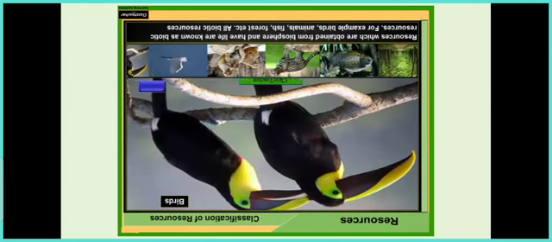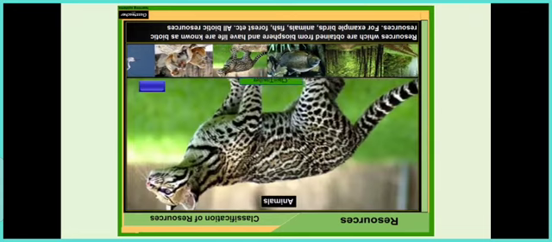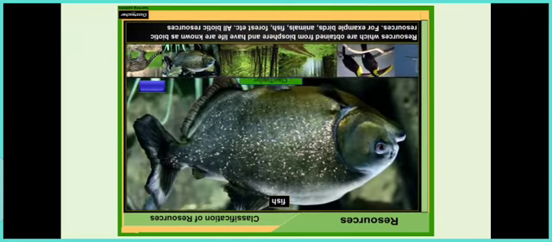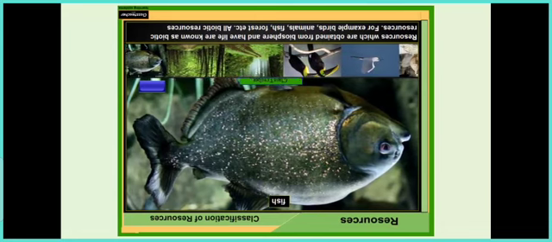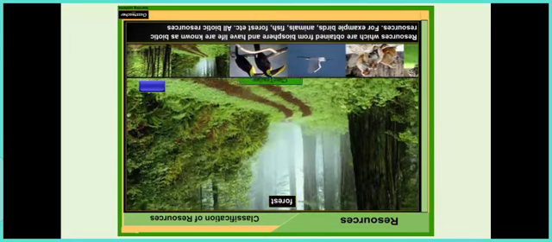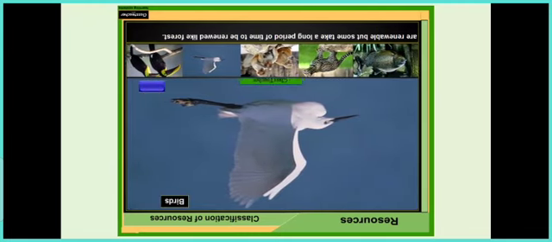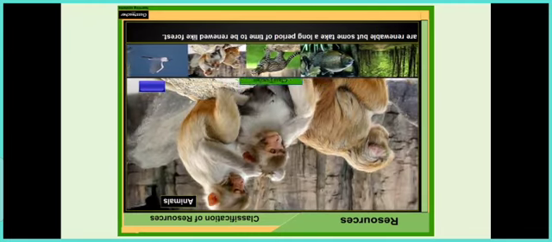Biotic. Resources which are obtained from biosphere and have life are known as biotic resources. For example, birds, animals, fish, forest, etc. All biotic resources are renewable, but some take a long period of time to be renewed like forest.